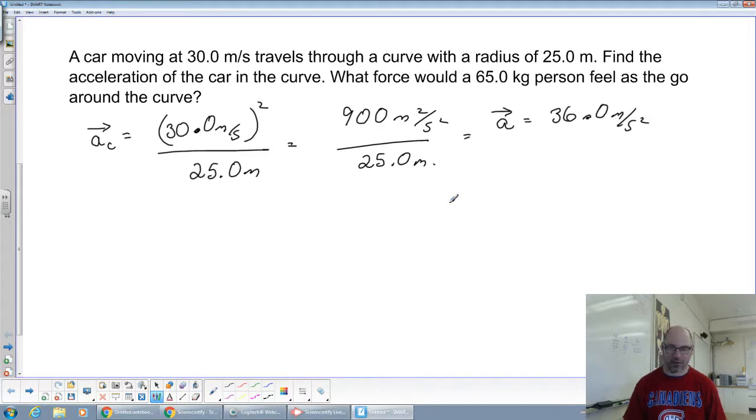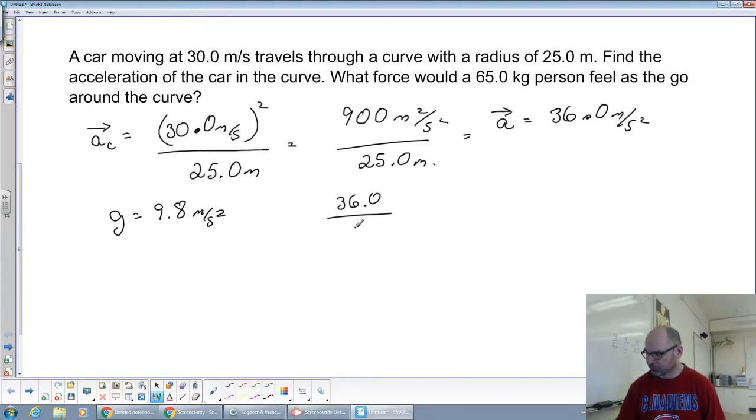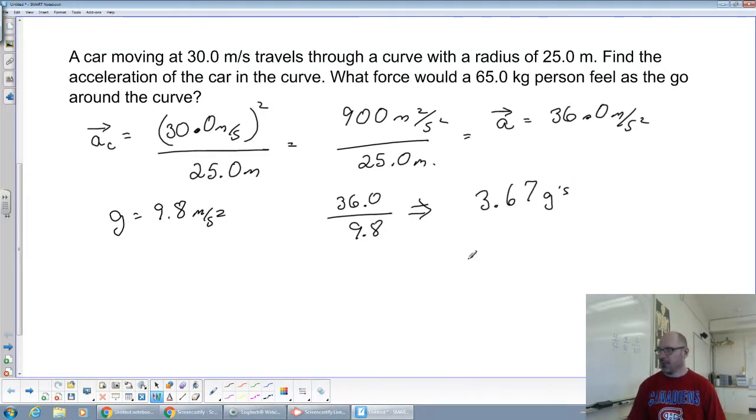Which is quite a lot when you think about it. So if we think that g equals 9.8 meters per second squared, and we go 36.0 over 9.8, that would be 3.67 Gs. So this person in the circle is experiencing 3.67 Gs of force.